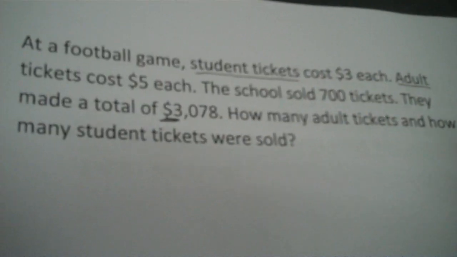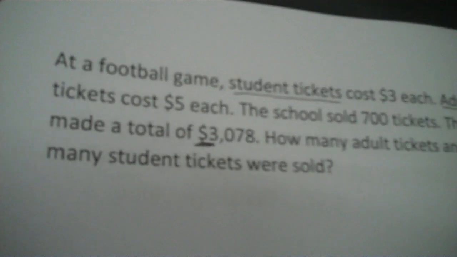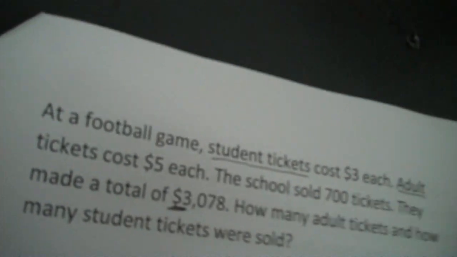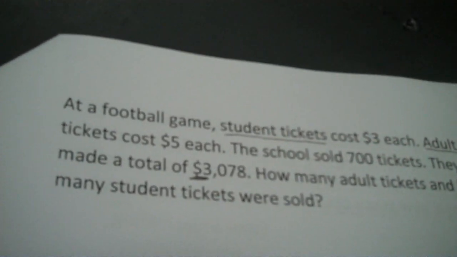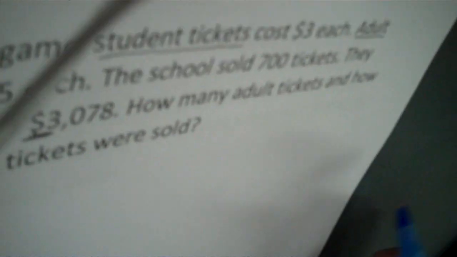Okay, at a football game, student tickets cost $3 each, adult tickets cost $5 each. The school sold 700 tickets. They made a total of $3,078. How many adult tickets, how many student tickets were sold?